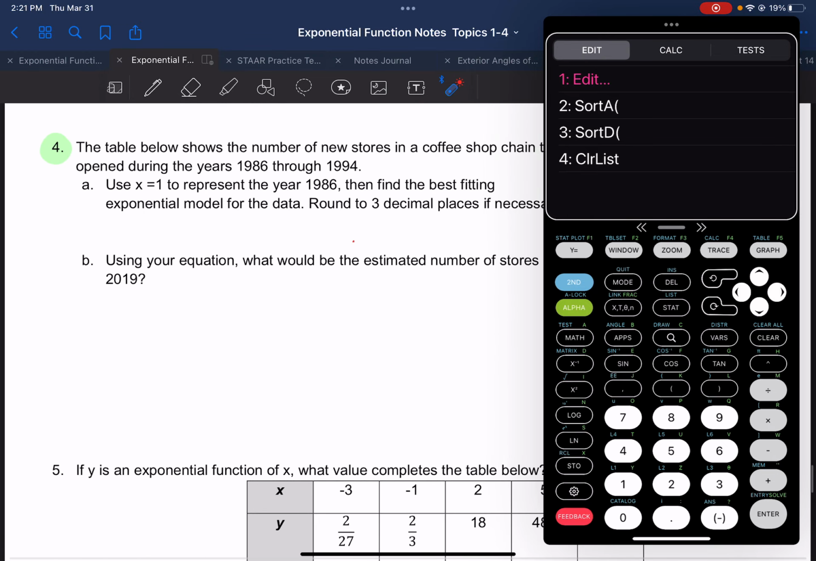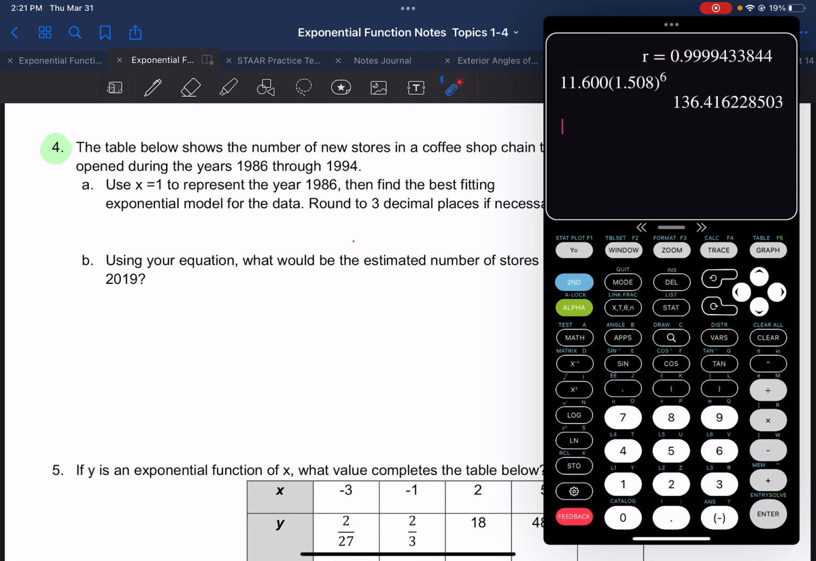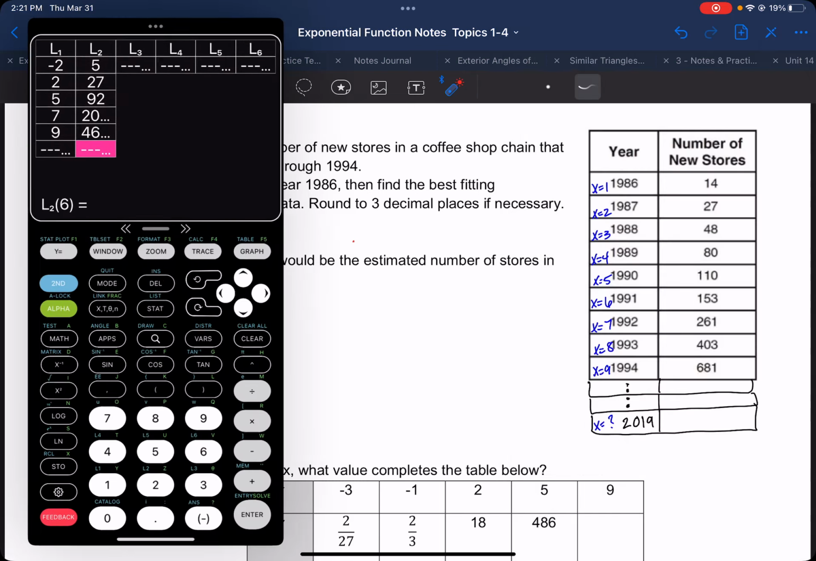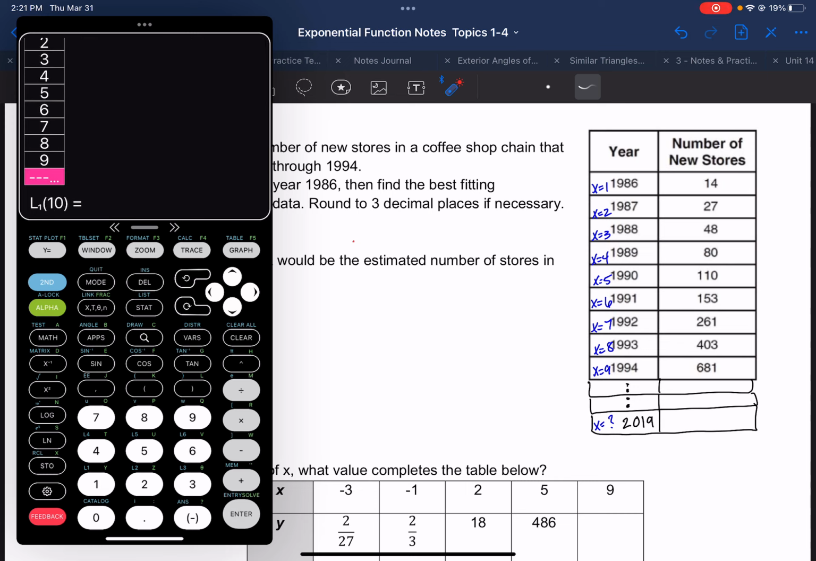So I had to calculate. Stat, edit. I need to type in these values. Let's go ahead and do this real quick. It's making this video long. Delete. All right, so 1, 2, 3, 4, 5, 6, 7, 8, 9. All right, cool. Now I'm going to go over here.